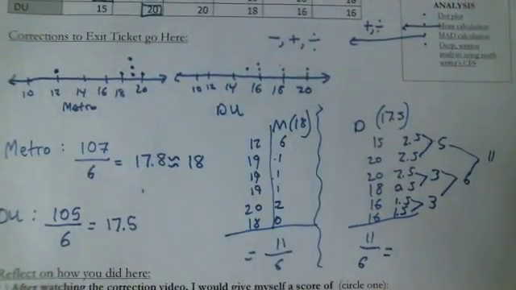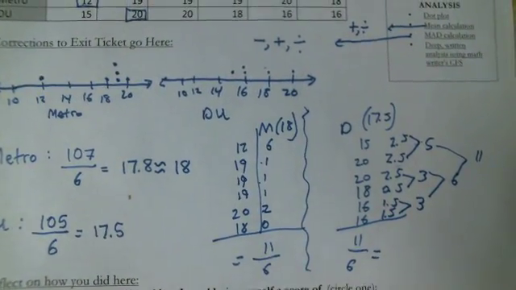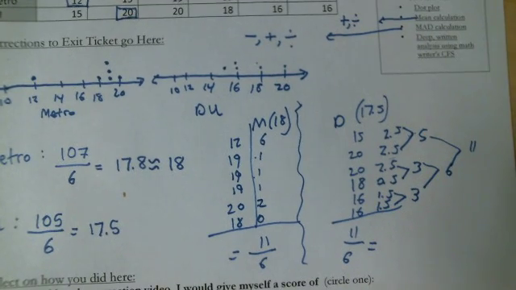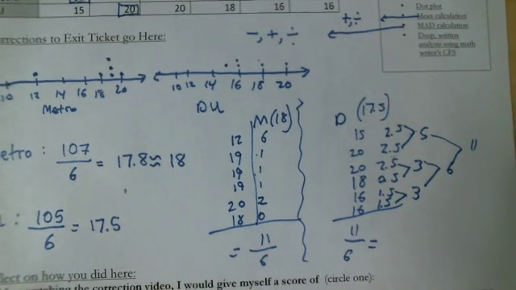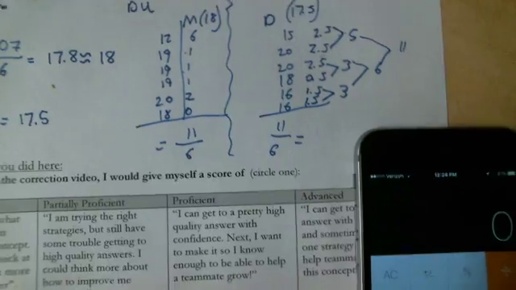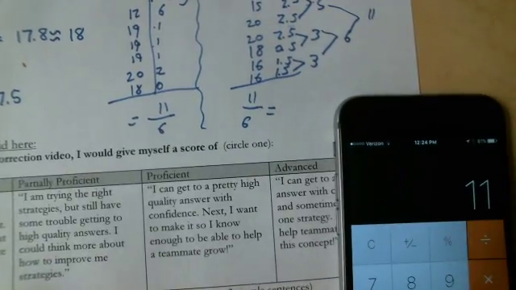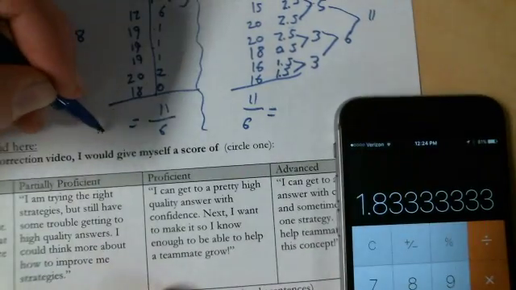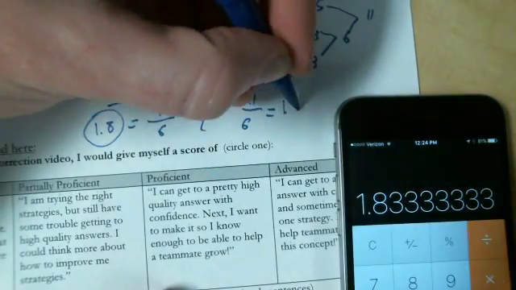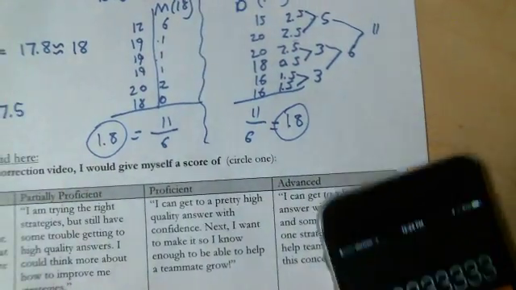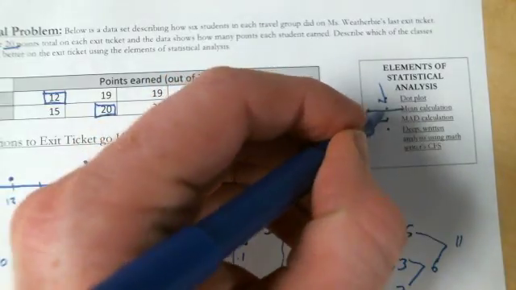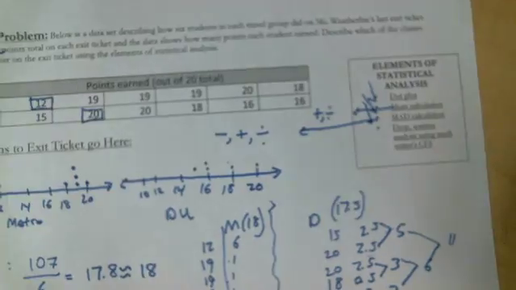So I end up with 11 out of 6 no matter what. You divide 11 by 6. I think my mental math shouldn't do too bad here. I think it's going to be 1.8, but let's go ahead and check and see. So 11 divided by 6, 1.8 for both of them. So let's think about this. We've got our dot plot. We've got the mean. We've got the MAD.